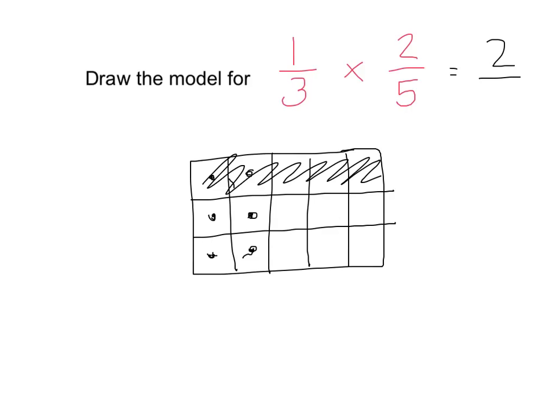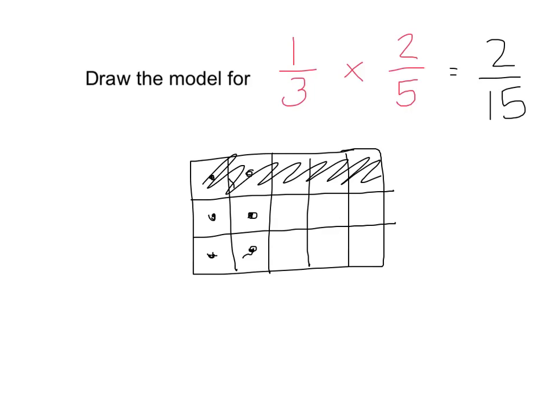out of a total of how many squares I have in my whole graph, which if you were to count these as I am circling them, you'd find that there would be 15 total. So my model for 1/3 times 2/5 equals 2/15. And you can see that because I've done it here down below.